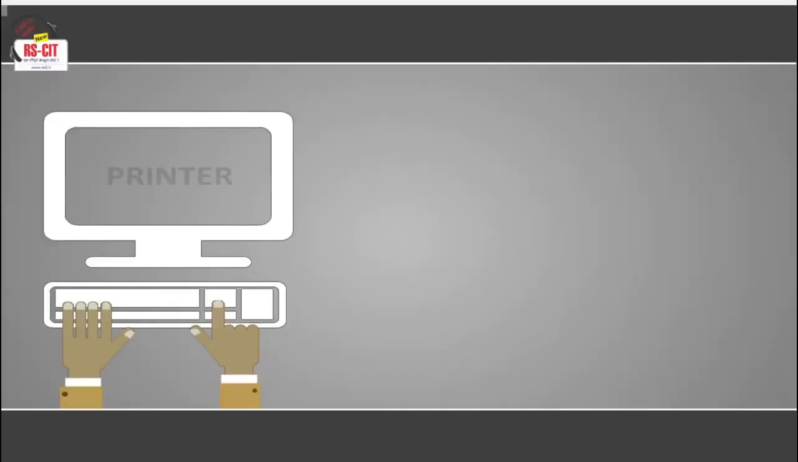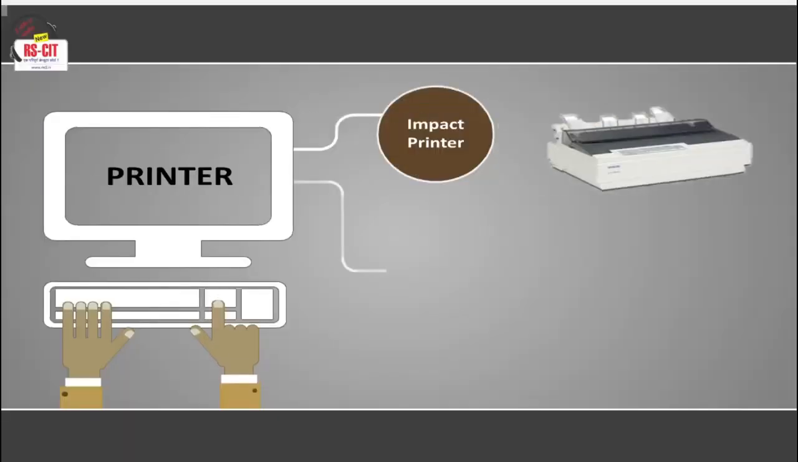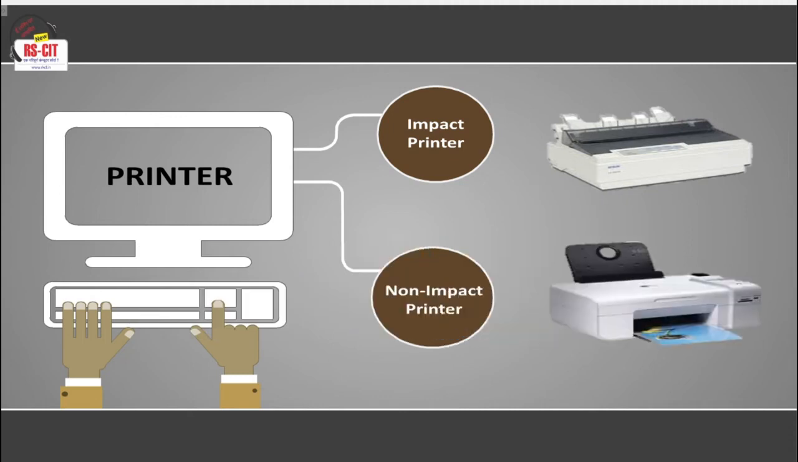A printer is a device that converts computer output into printed images. Printers provide information in a permanent readable format, also known as hard copy. Usually, output is printed on paper. The printer output quality is measured in terms of DPI, that is, dots per inch. Printers can be classified broadly into impact and non-impact printers.